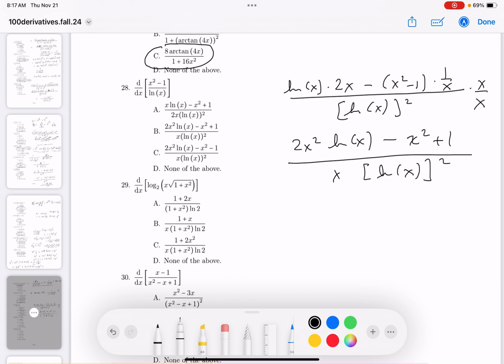All right, you look at the key, and this is problem number 28. It looks like it's B at this point. I want to make sure. 2x squared ln x minus x squared plus 1. Yeah, I got that one.